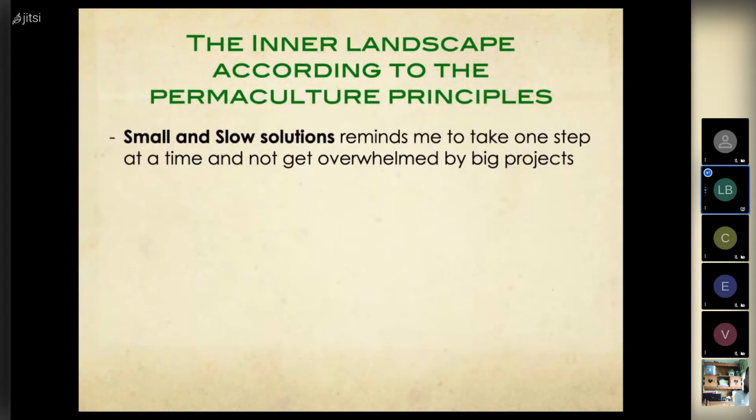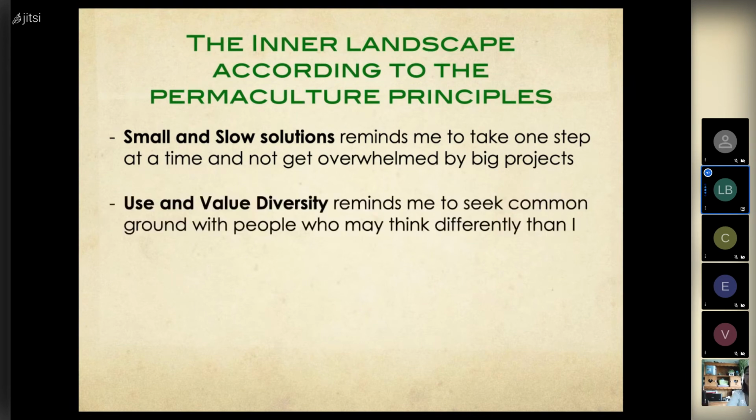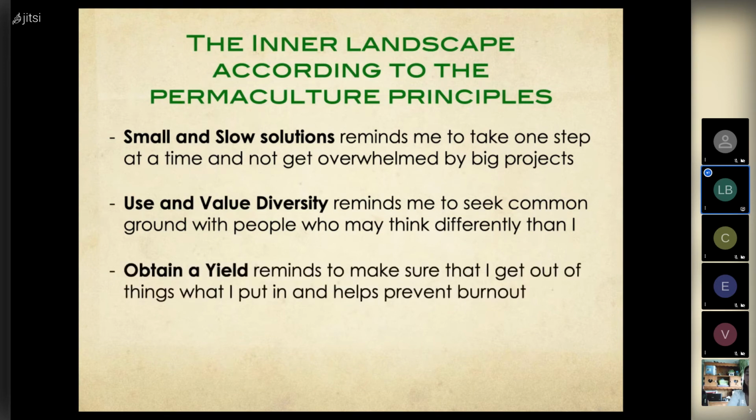So for example, I did a little exercise for myself going through the permaculture principles and seeing what they reminded me of in the social sense. So I just want to share that with you. Small and slow solutions reminds me to take one step at a time and not get overwhelmed by big projects. Use and value diversity reminds me to seek common ground with people who may think differently than I. Obtain a yield reminds me to make sure that I get out of things what I put in, and helps prevent burnout.